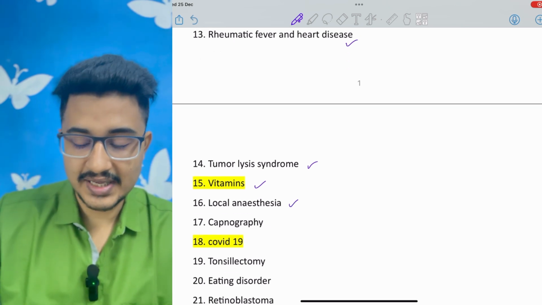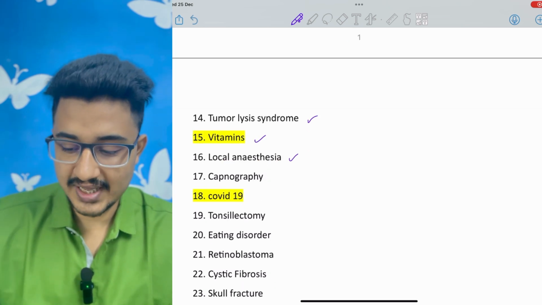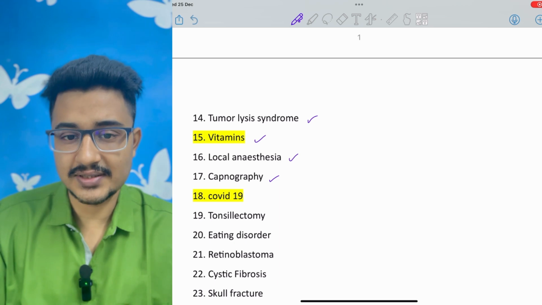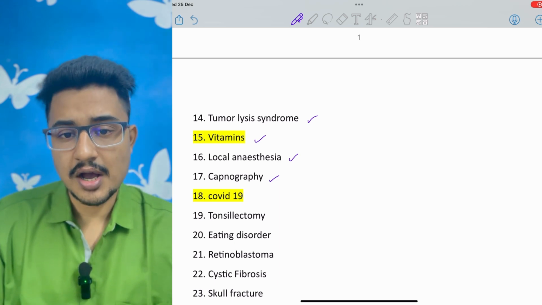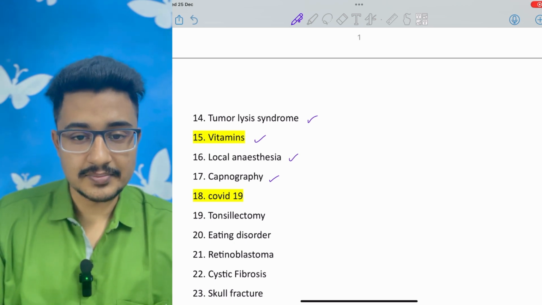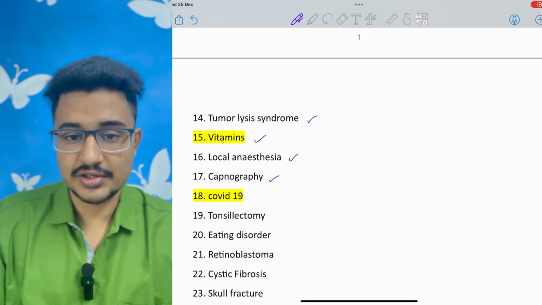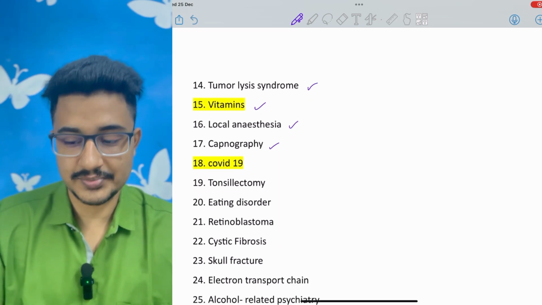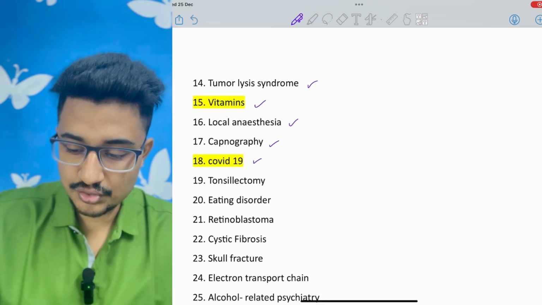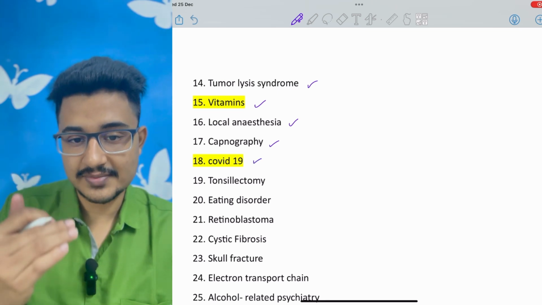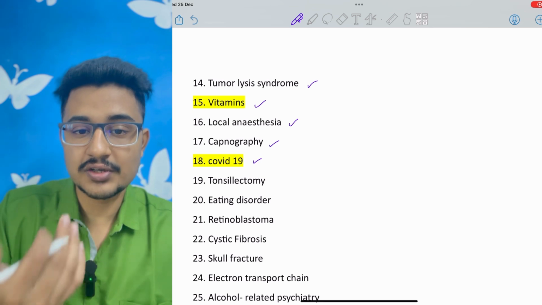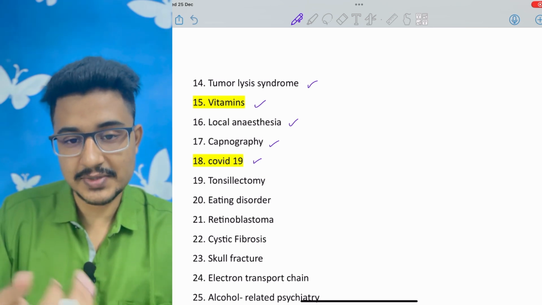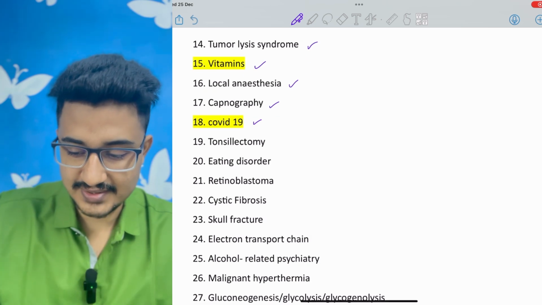Local anesthesia, mechanism of action and some of the types. Capnographic waveforms are important, especially that of malignant hyperthermia, bronchospasm, muscle relaxant is reversing, that is the curare cleft. These are some of the important capnographic waveforms. After that is COVID-19, though now it has become less common, but just after the COVID-19, more number of questions for COVID-19 was asked. Maybe one or two could be asked, though less chances.